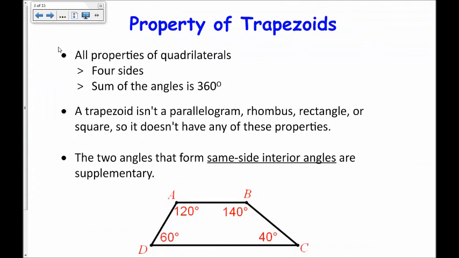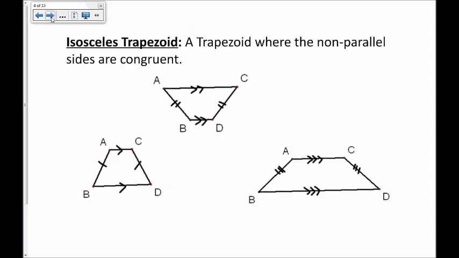So the two angles that form same side interior angles are supplementary. That is the last property of trapezoids. There isn't a whole lot there with trapezoids. It does get more interesting with isosceles trapezoids. An isosceles trapezoid is where the non-parallel sides, the two legs, are congruent.